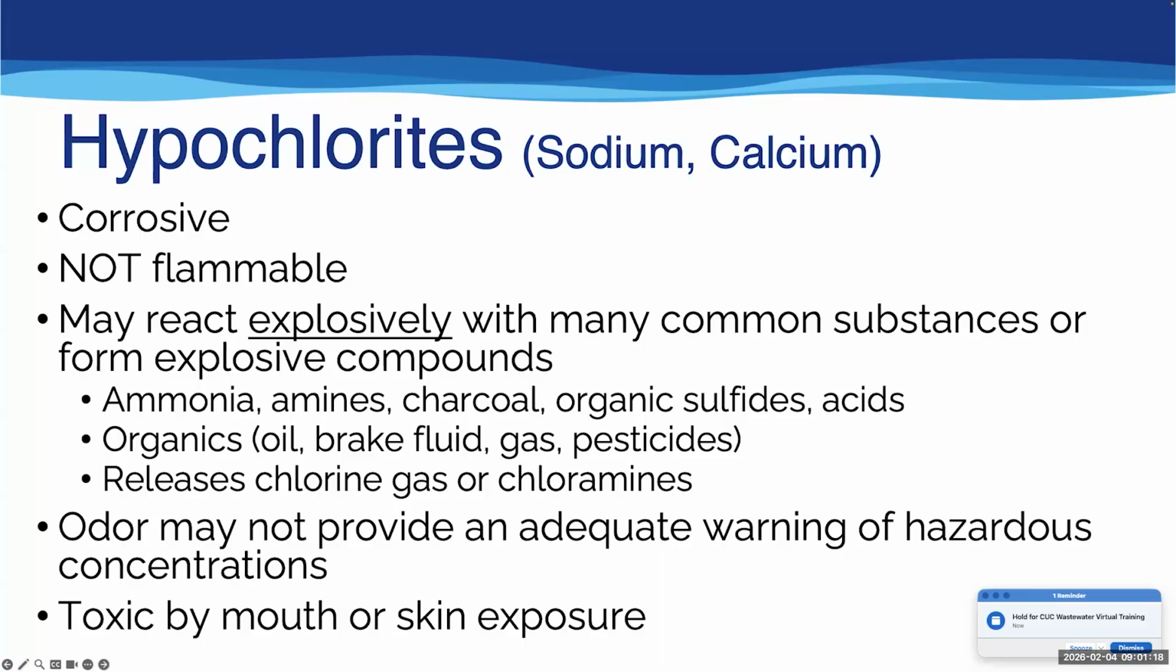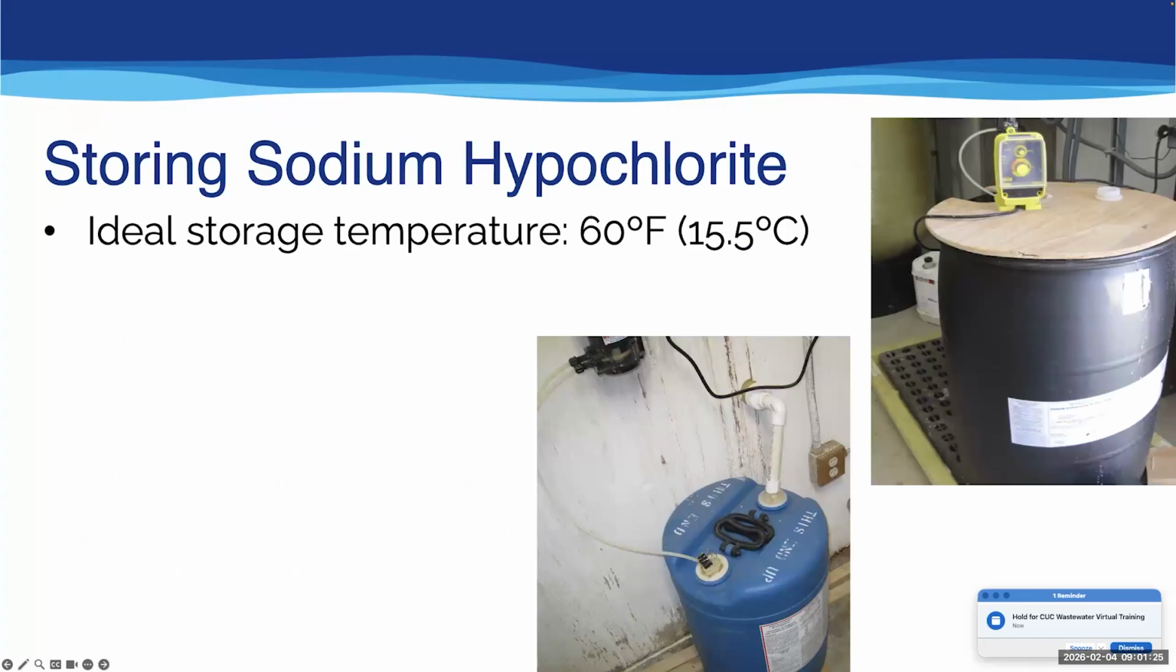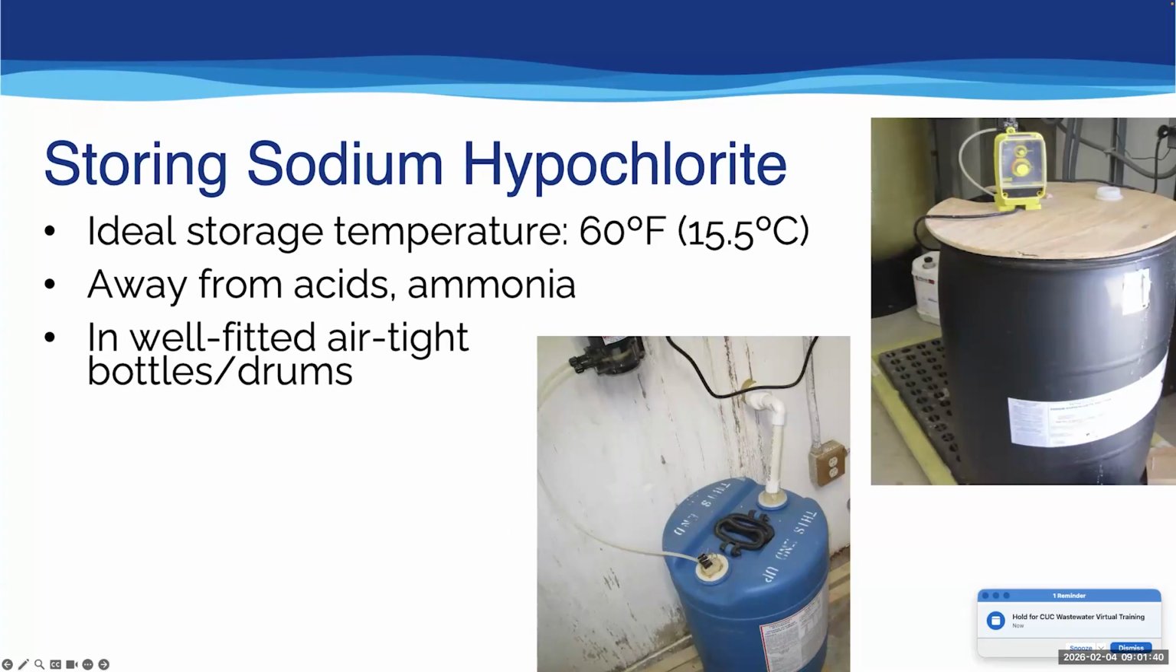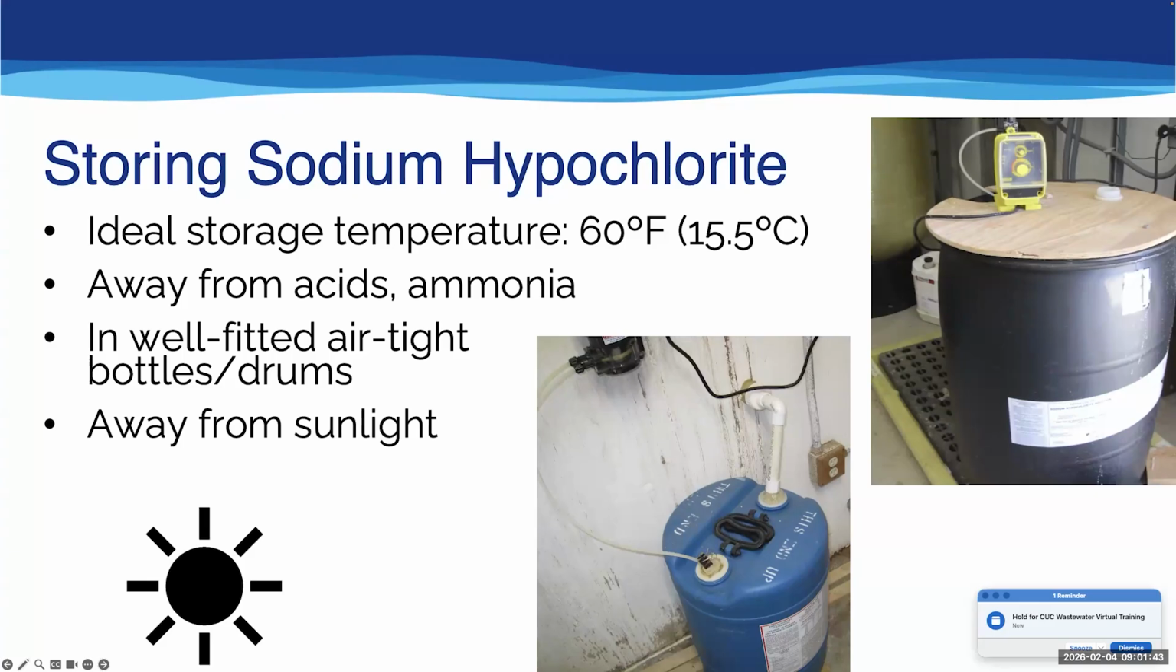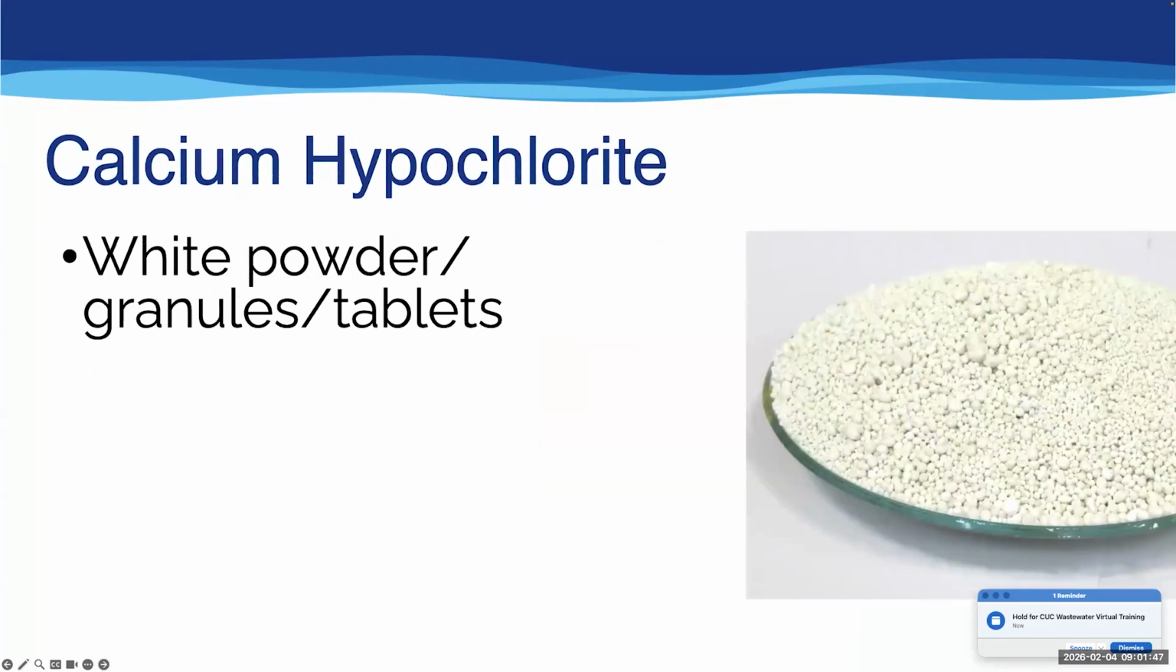You want to make sure you know what you're doing and you've been appropriately trained before you start messing with this stuff. Hypochlorite, ideally, you're going to store it around 60 degrees away from acids and ammonia that it can react with. You probably remember from home ec class, you really don't want ammonia and bleach coming together. That does not work out well for anybody. It's typically stored in airtight bottles or drums, and we keep it away from sunlight because sunlight will degrade it.